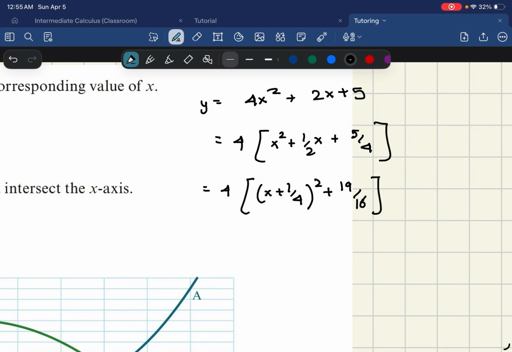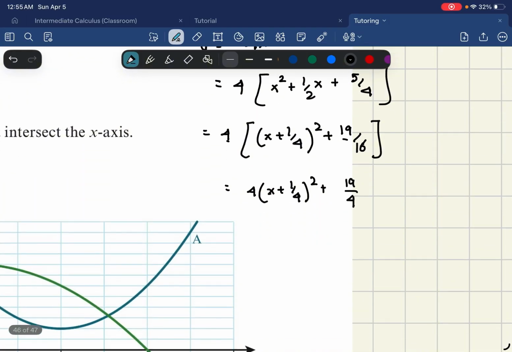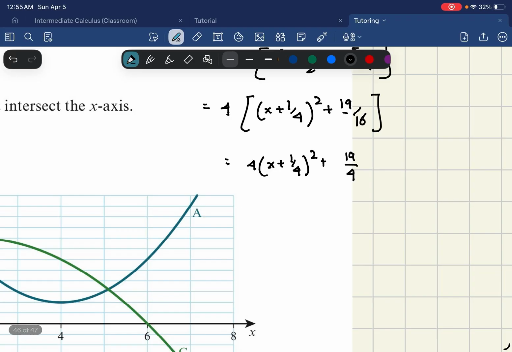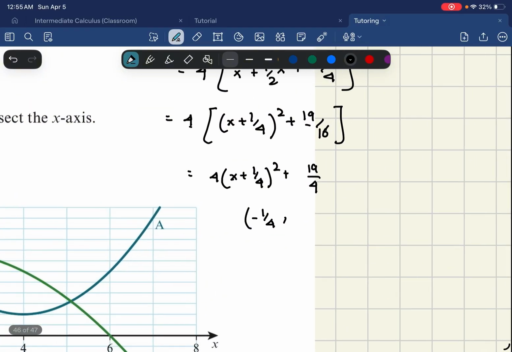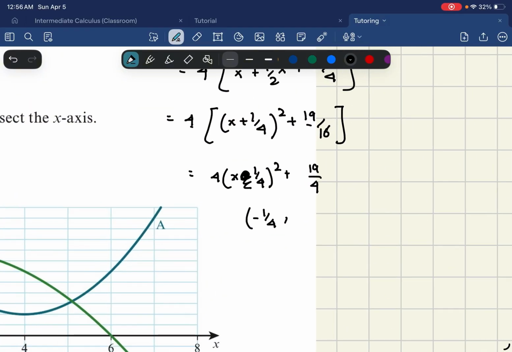Sorry, my bad. So we can distribute this 4. So we have 4 times x plus 1 over 4 squared plus 19 by 4, right? This times this, it's going to cancel out in the denominator, because 16 is 4 times 4, so one 4 cancels out. So your vertex is at negative 1 over 4. So you need to multiply through before you can decide where the vertex is. So your vertex, remember, this is minus of minus 1 over 4. So if you want to decide the coordinate of the vertex, you need a negative sign here. So you have minus 1 over 4, comma 19 over 4.